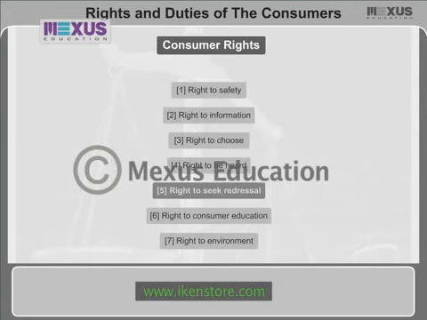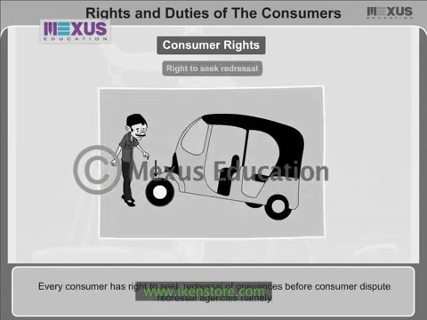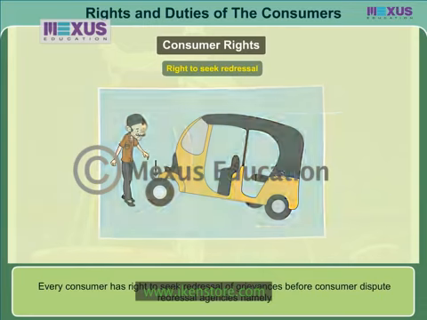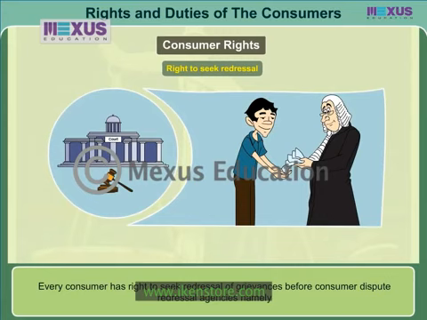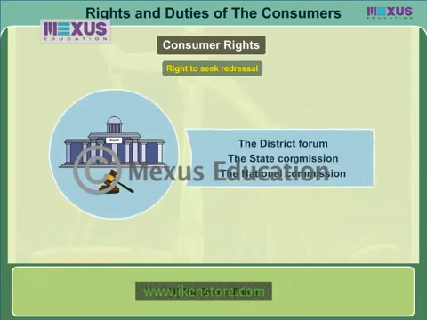Right to seek redressal. If consumer finds any defect in the product or deficiency in the services or mismatch in the quality or quantity assured, then he is entitled to seek redressal of grievances before the Consumer Dispute Redressal Agencies, namely the District Forum, the State Commission and the National Commission.